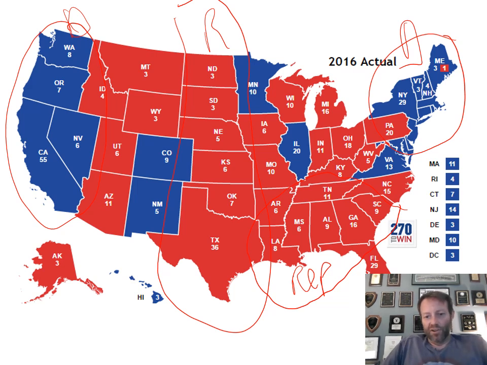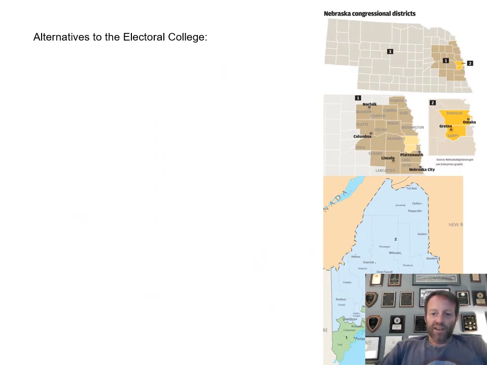Wisconsin, Michigan. All right, but also up here in the top right corner, as we mentioned in the last lesson, Maine can split its electoral votes. And so Maine did that here. Maine had 3 go to Hillary Clinton and 1 go to Trump. So that's how that works. Now, based on that, we talked about Maine.